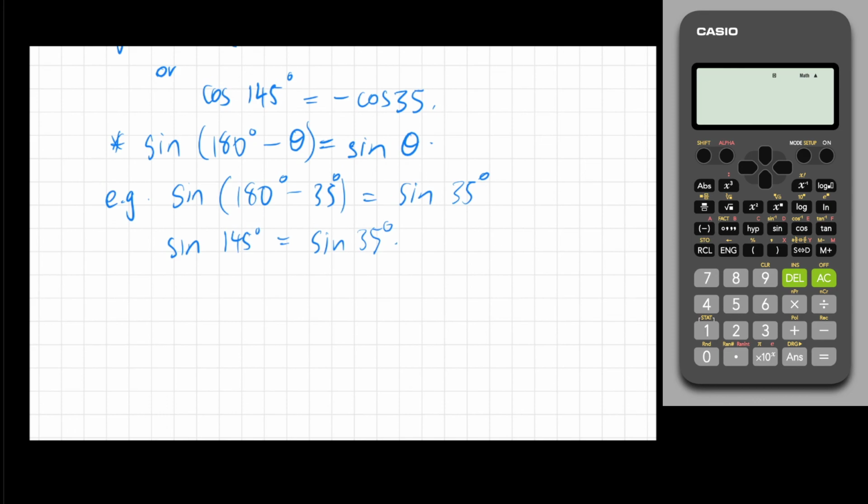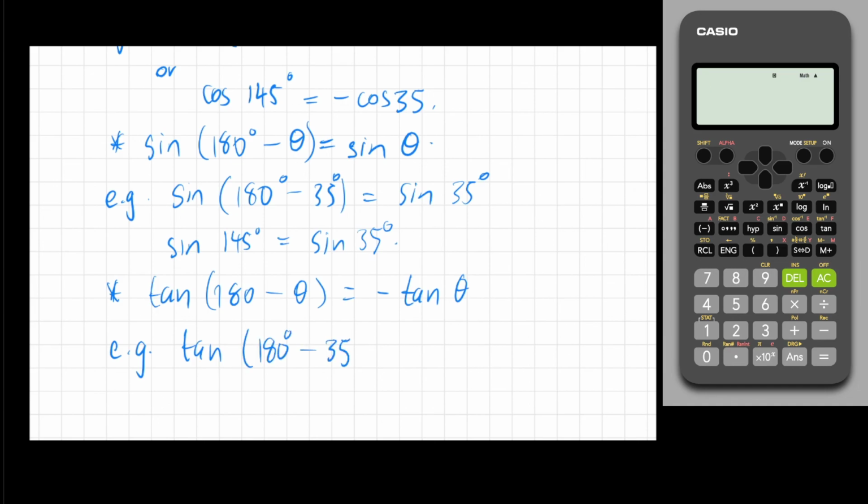Now the last rule is for tans. Tans follow the same rule as cos: 180 minus theta is equal to negative tan theta. So for example, tan of 180 degrees minus, say, 35 should be equal to minus tan of 35. In other words, tan of 145 should be equal to negative tan of 35.